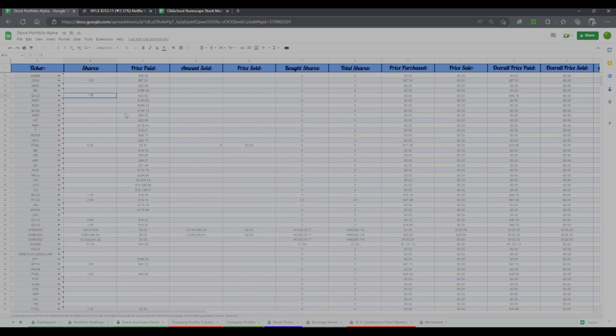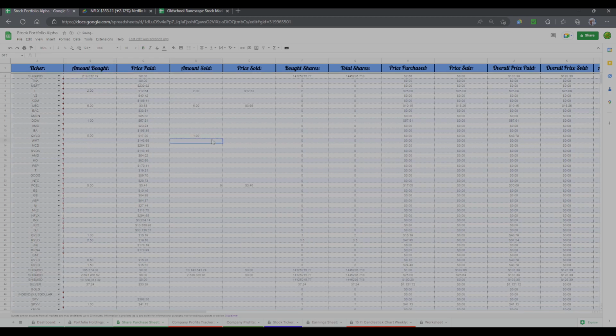If I wanted to sell 1.5, for example, and I bought them for 16.19, so let's say I sold them for $17. Whoops, I didn't buy, I sold them. My bad. I had to fix that.